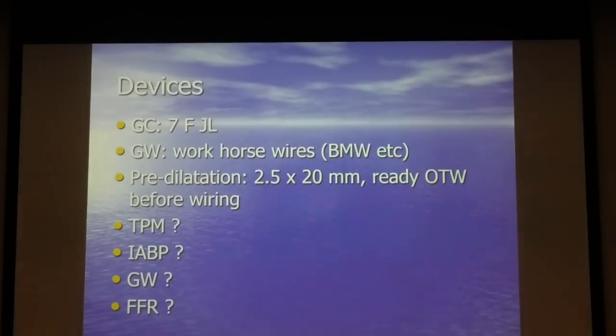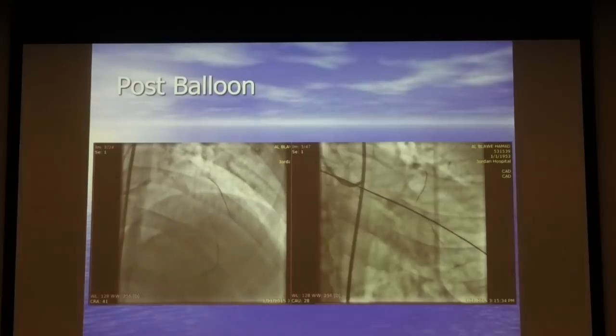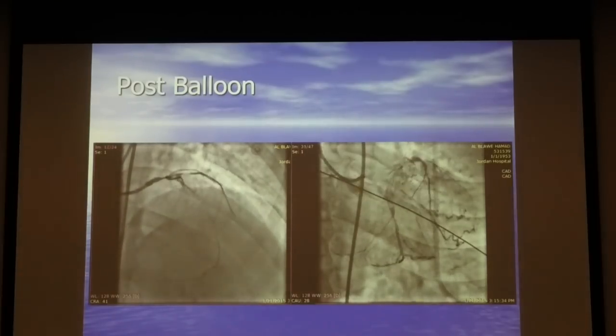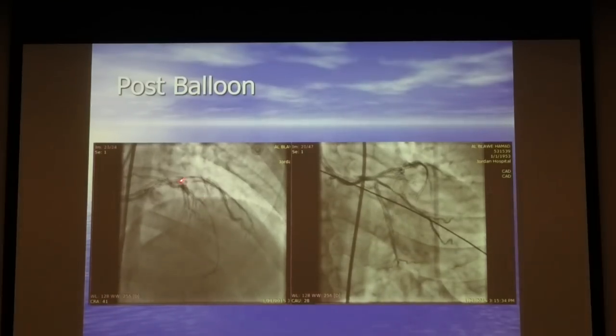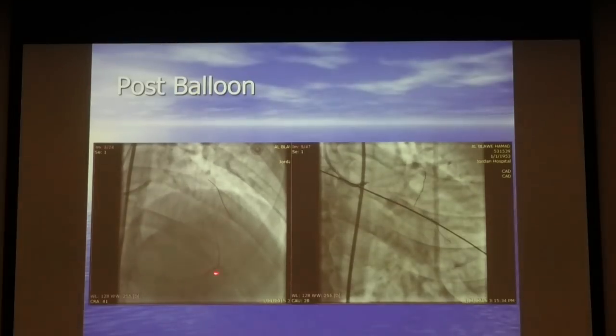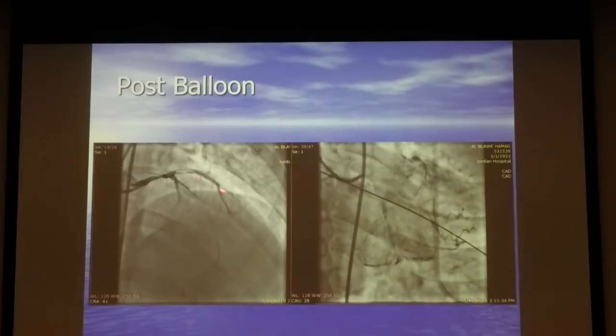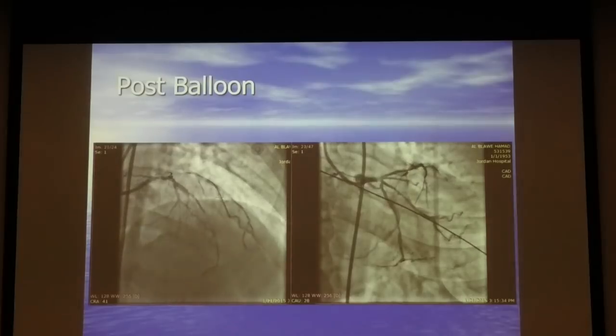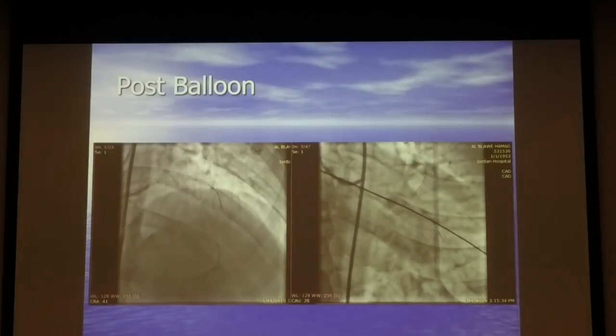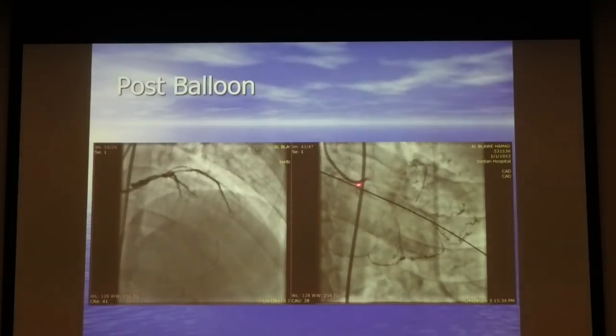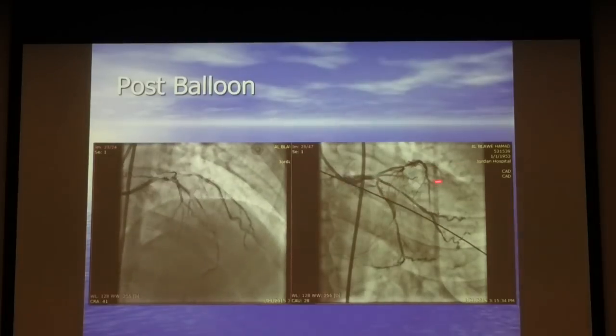So this is a strategy, wire into the LAD, wire into the circumflex. You see just the wire in here, your flow is really compromised into the LAD. The balloon inflation. This is after balloon inflation. The flow is better, the lesion is less. And then we selected two stent strategy. And in this case, we selected modified culotte technique.